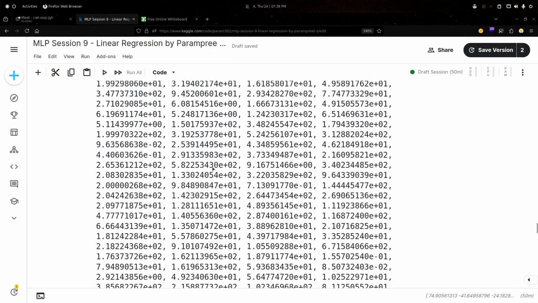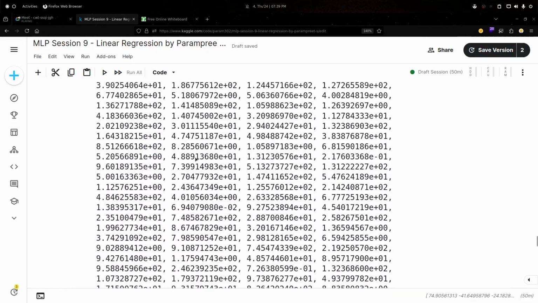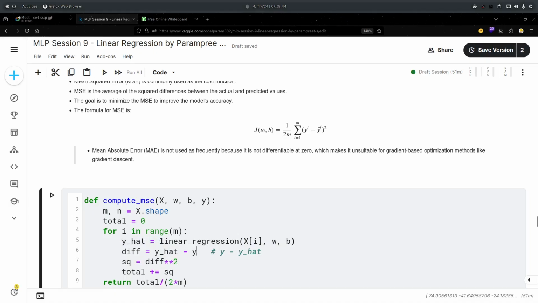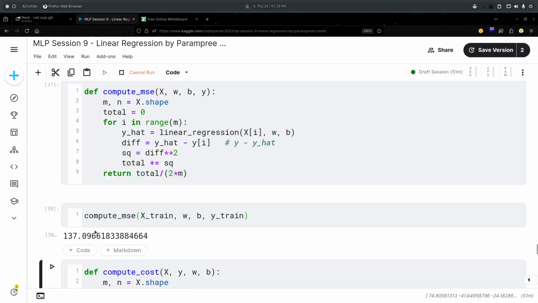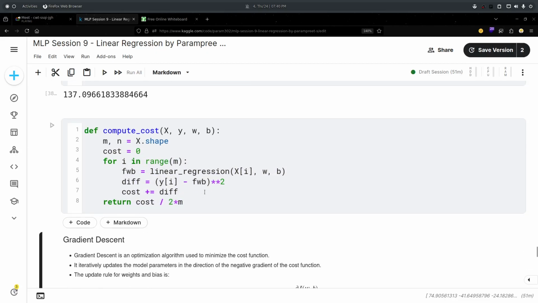Y hat minus y, the same thing which I was doing. Basically I'm getting the y hat for this single example, and y is the complete data set, so I have to subtract only from the ith example. Now if I run it, I'll get a single value, which is the cost or the mean squared error. Currently the mean squared error is 137.09, and the same function I have implemented here. We can also implement it in a shorter way using the numpy functions, and let me run it also.